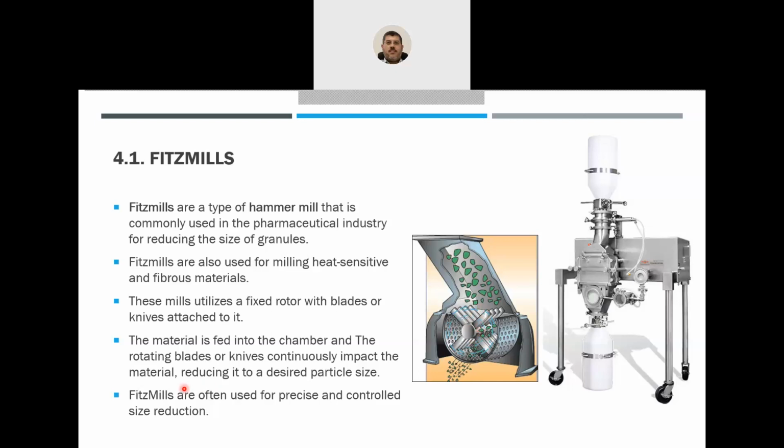Okay, so these Fitz mills are good enough. They are often used for precise and controlled size reduction, so they are commonly used in industry. The machine from outside looks like this. Here you will have the chamber, the rotor and the blades. From here will be the feeding of the materials, and this container will collect the reduced size granules. So here is the collection and here is the feeding.